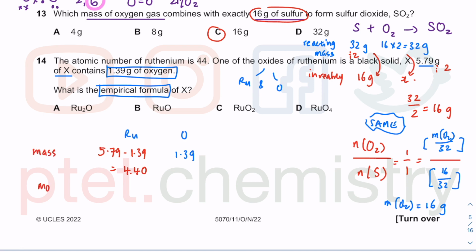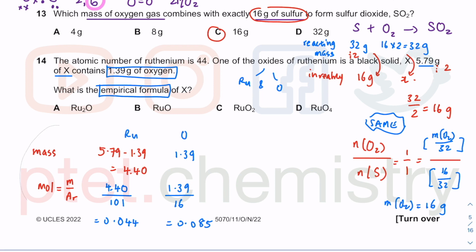So we have the mole, which is going to be the mass over the relative atomic mass, because these are about elements, about the empirical formula. From the periodic table, the relative atomic mass of ruthenium is 101. And then the 1.39, dividing that by 16, because it's about the simplest whole number ratio of atoms, not of the molecule. So press the calculator, I get 0.044, I get 0.085.